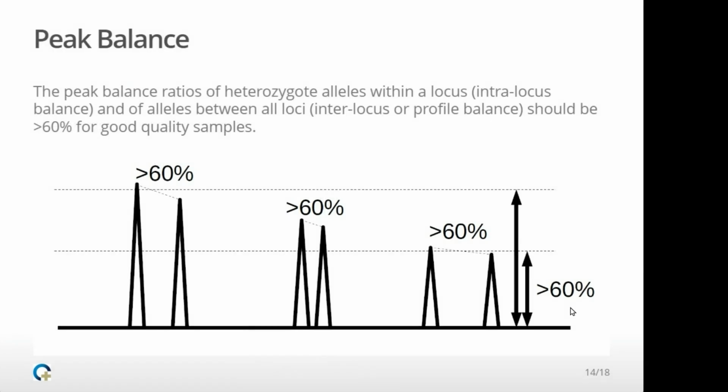The peak balance ratios of heterozygote alleles within a locus, also referred to as intralocus balance, and of alleles between all loci, also referred to as interlocus or profile balance, should be more than 60% for good quality samples. And this is an important guideline used in mixture interpretation.